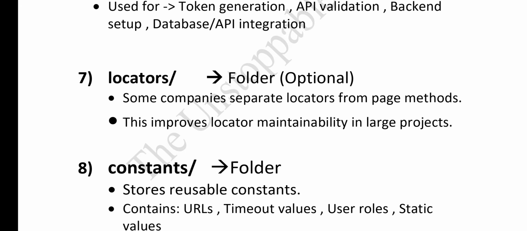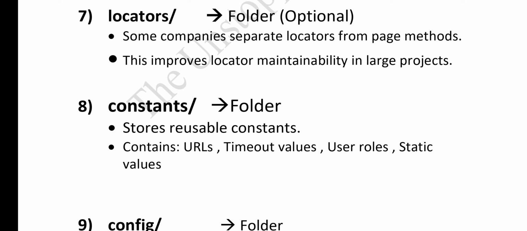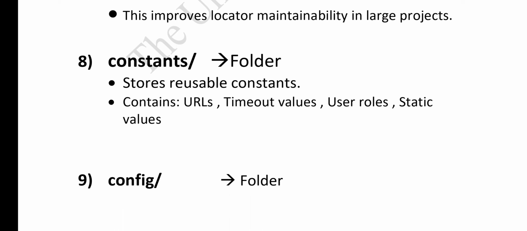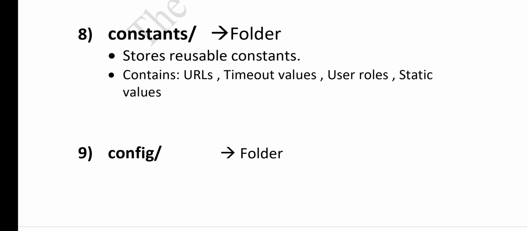And then next comes the locators folder. Some companies try to maintain separate locators from the page object methods. It's optional in a few other organizations, guys. Okay, so this improves locator maintainability in large projects. Next comes the constants folder. So it stores the reusable constants. Usually it contains URLs, timeout values, user roles, static values.